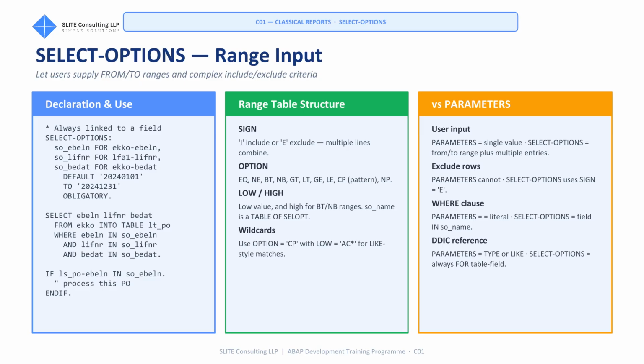You can also use IN for in-code checks: IF ls_bukrs IN so_bukrs. The key differences from PARAMETERS: SELECT-OPTIONS supports ranges, multiple values, and exclusions. Use it whenever the user might need to select more than one value or a range.